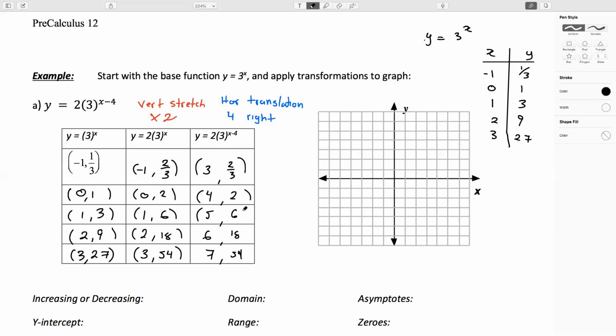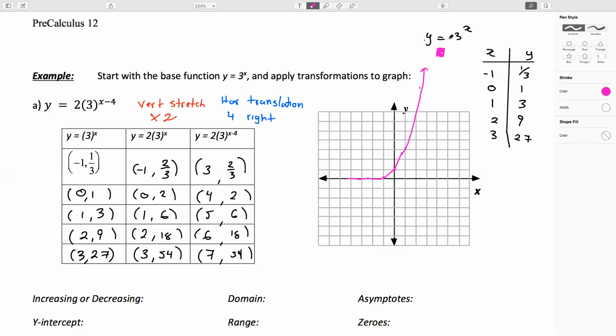So now we have a new set of points. These points are going to be our transformed graph. We'll draw the original, and let's do them in very different colors. So the original will be in pink. And it was the points -1 and 1/3, 0 and 1, 1 and 3, 2 and 9. So this is what the original looks like.